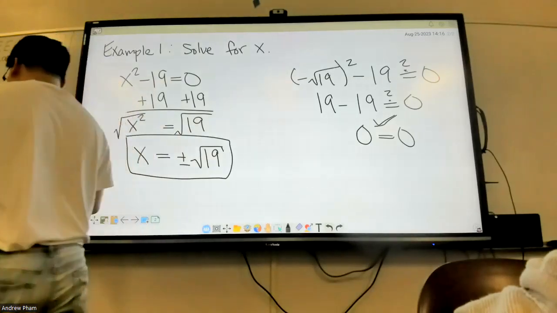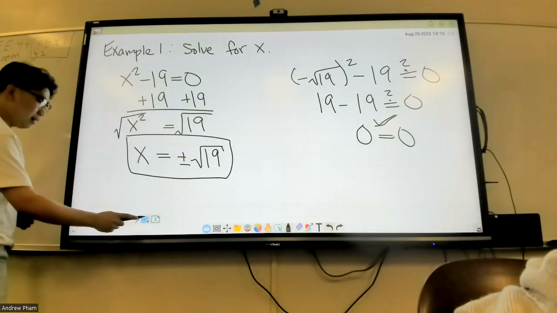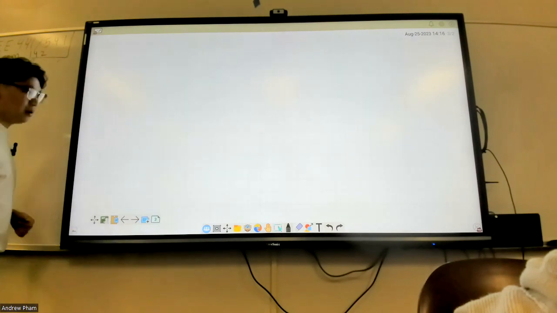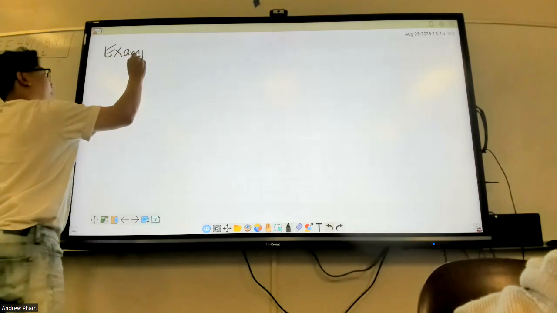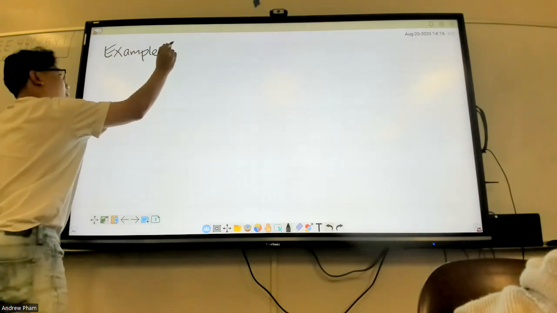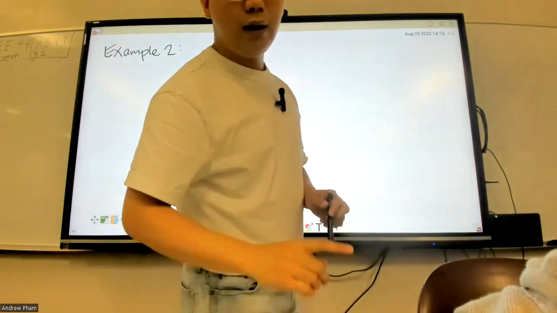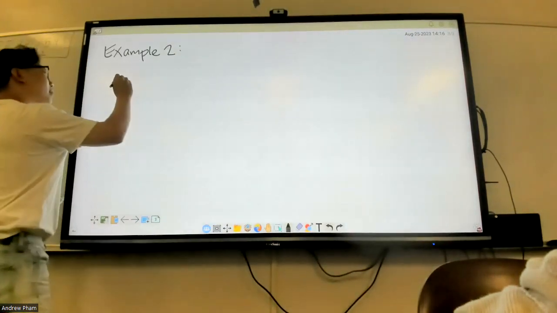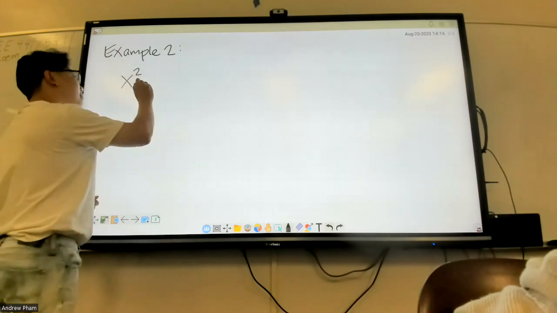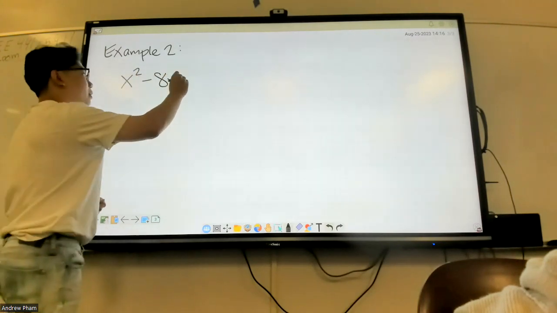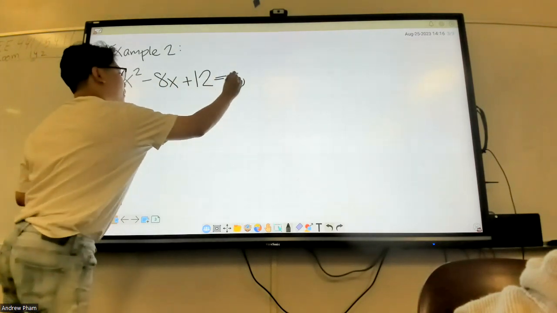All right, so that was example 1. Now let's go ahead and talk about example 2. Same instructions, solve for x. And let's go ahead and deal with this problem. Let's say I have x squared minus 8x plus 12 is equal to 0.